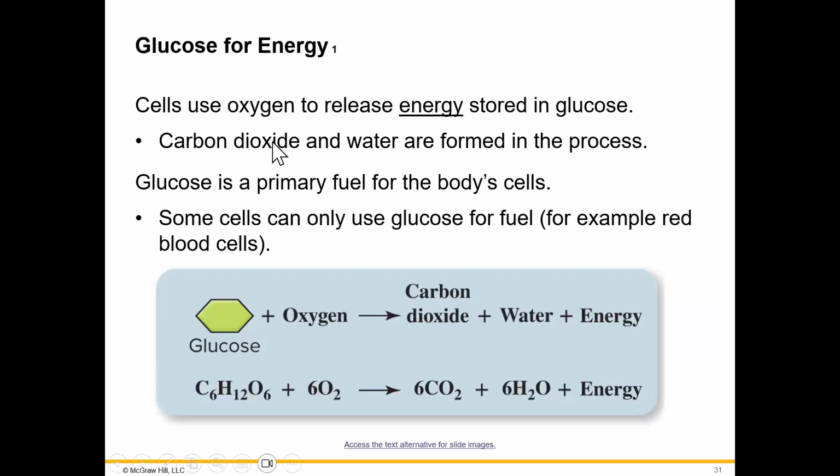Glucose can and is used for energy. Okay, the cells use oxygen to release energy that is stored in glucose. The byproduct of that is carbon dioxide and water. It can be used as the primary fuel for the body cells. Not all, I mean, your body can also use ketones and does successfully. We'll talk about that next slide. But glucose is the primary fuel for body cells. Okay, some cells can only use glucose for fuel. And you see that breakdown here.